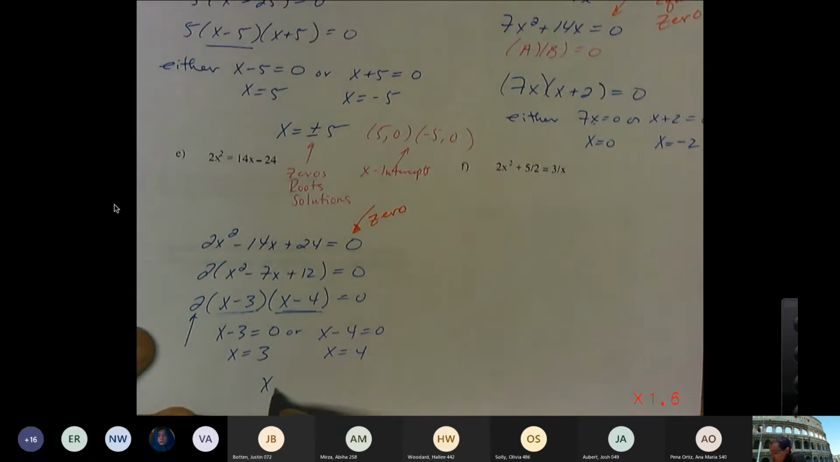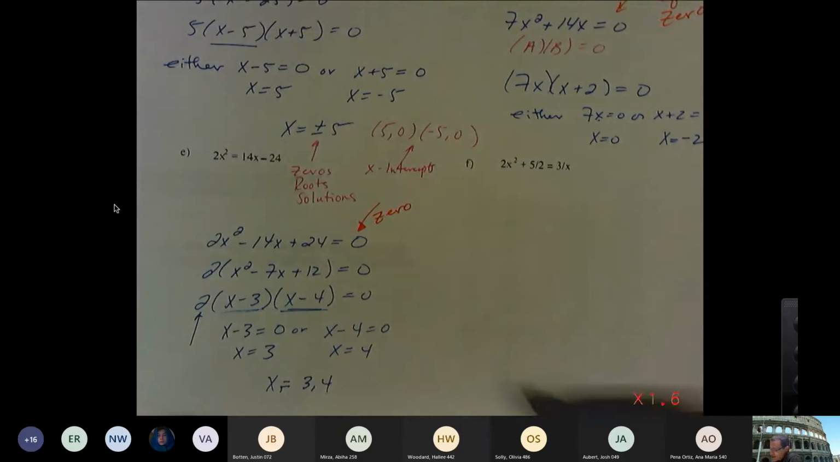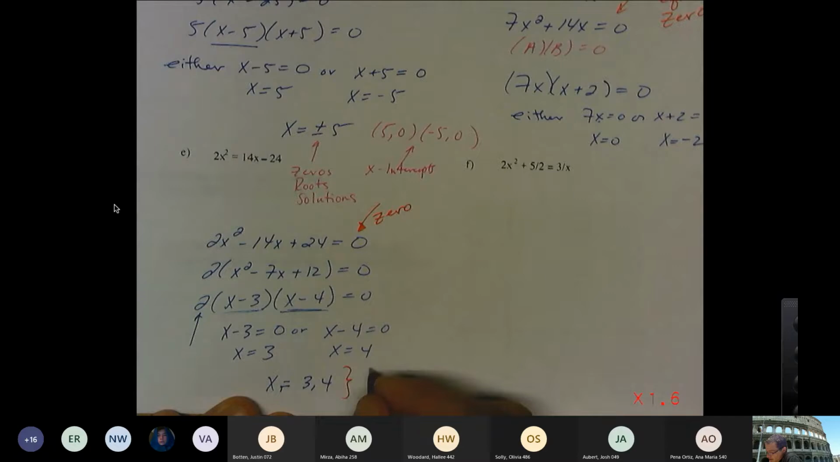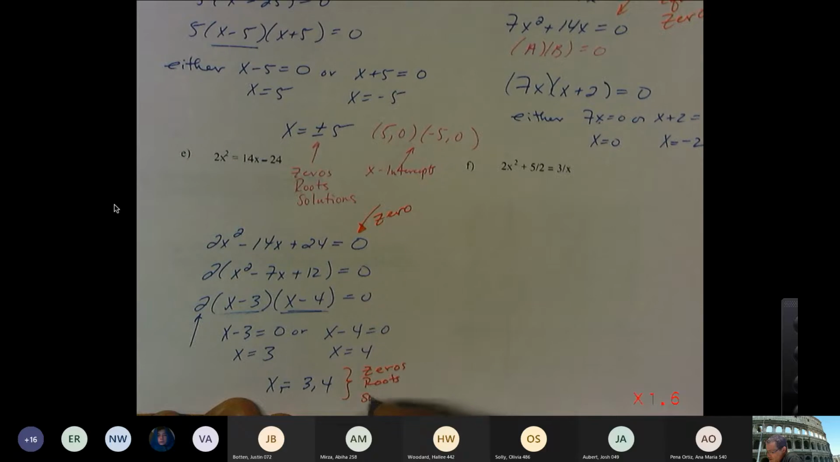So these are your solutions. These are your roots. These are your zeros. So 3 words mean the same thing. Zeros, roots, solutions.